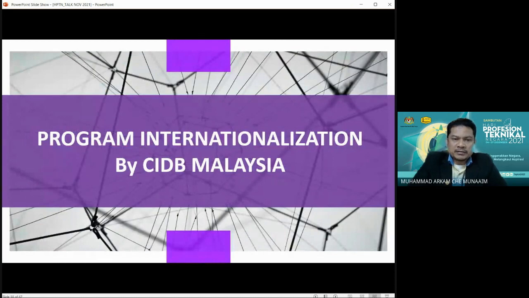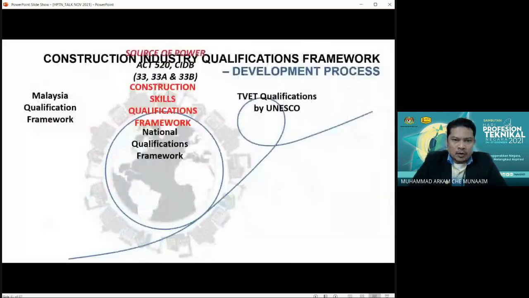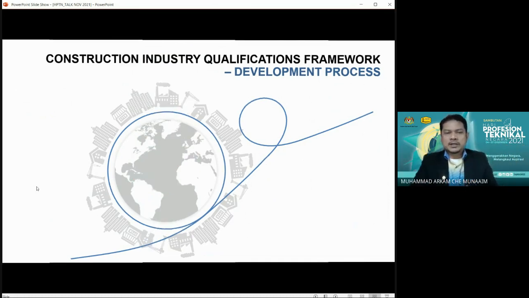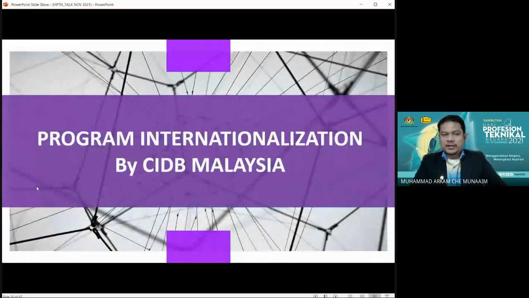Then, the program internationalization by CIDB Malaysia. We understand that the source of power of CIDB comes from the Act 520 CIDB, Section 33, 33A, and also 33B. This skill qualification framework, CSQF, is basically following the National Qualification Framework as well as the Malaysian Qualification Framework, and we are also following the TVET qualification by UNESCO UNEVOC in Germany. So there is an understanding of the factors in delivering the works into the internationalization process of the Malaysian program.